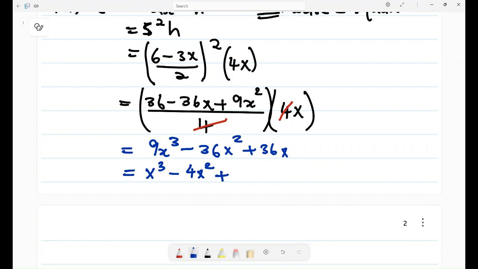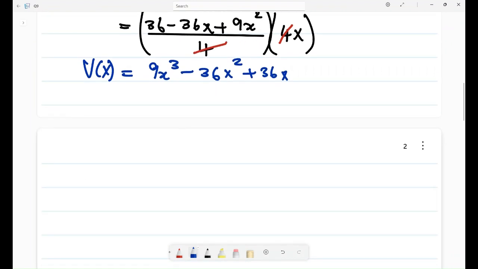36 divided by 9 is 4x again, okay? So now you can call this V. Actually, you do not need to simplify this because either way you're still gonna derive it. So let's just leave it as it is and call this V of x. Now let's take the derivative of that. Before you do that, just say the first derivative should be equal to 0. These things are marks, people. Saying that the derivative should be 0 is a mark.